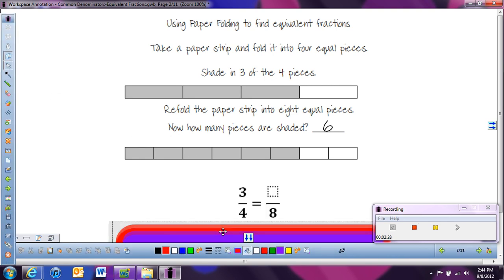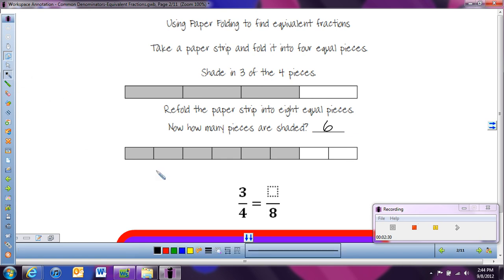So we can use this idea to help us write an equivalent fraction. So 3/4, having 3 of 4 pieces shaded in, is the same as how many pieces out of the 8 pieces we have here? Well, we counted it up, we said 6. So 3/4 is the same as 6/8. We didn't shade in any more pieces. We changed the sizes of the boxes, but we didn't change the size of the piece of paper. So 6/8 and 3/4 are the same.